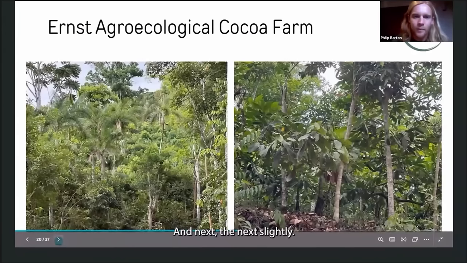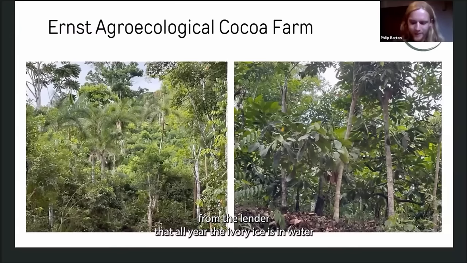Here we have Ernst's Agroecological Cacao Farm, the Fazenda Olhos de Água, the eyes of water, with 40 years of management focusing on his principles that he's described.